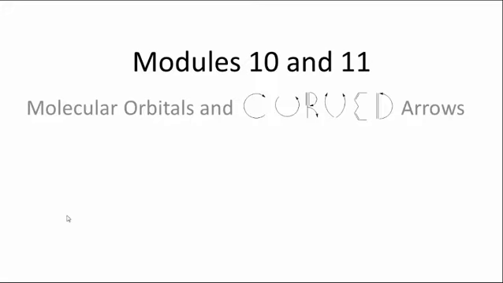Okay, on we go to module 10 and 11. Modules 10 and 11 kind of blend into each other. It's all about molecular orbitals, module 10 is, and then 11 is about applying that to curved arrows. We've already kind of introduced curved arrows as a way to represent electron movement. With molecular orbitals, you really get a feel for what each curved arrow really implies.